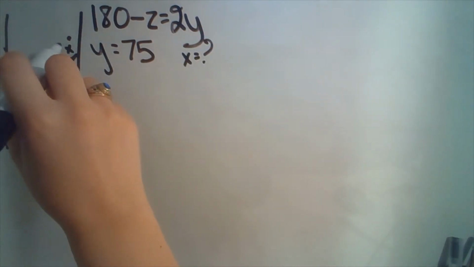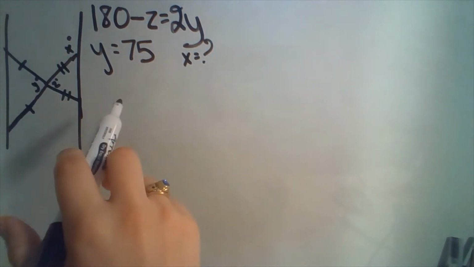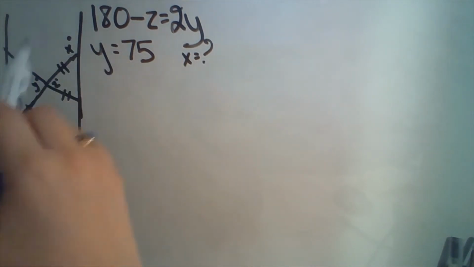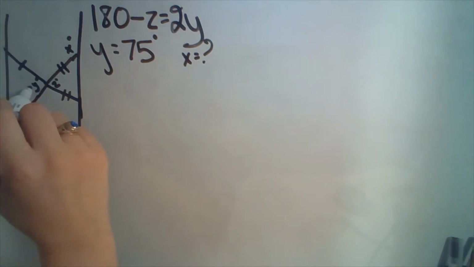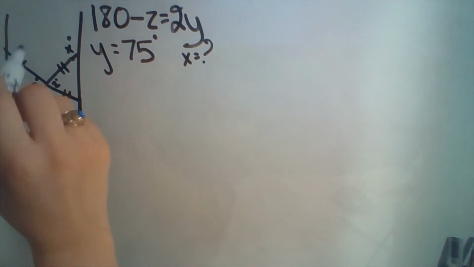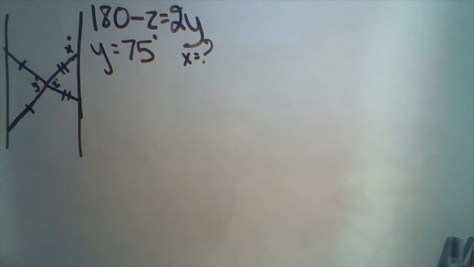And x is here. All right, so we already have one of our angle values, right? We know this is 75 degrees over here where y is. And do we know right off the bat how y and x are related? No, I don't think so. This figure does not make it obvious how x and y are related. So we don't know what x has to do with y yet, right?